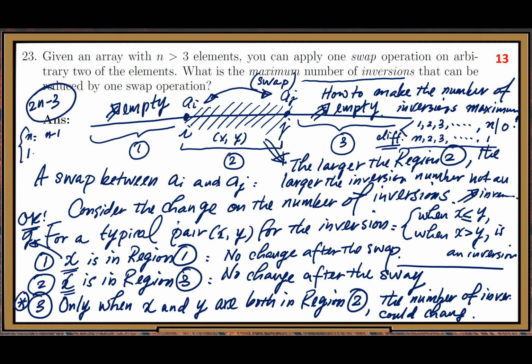Then with respect to 1, you need to skip that n, because n is already used before. So when you consider 1, you have to skip n. Then you look at the number of inversions. That's n minus 2, right? So you're adding together, and you get 2n minus 3. How about that?